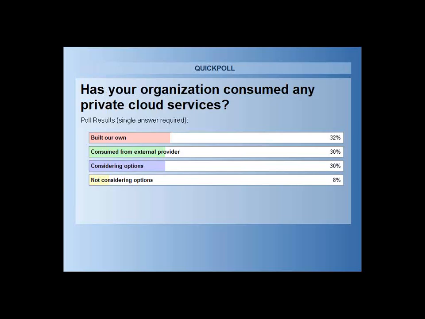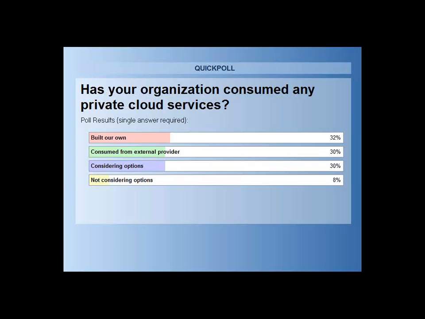Okay, so let's take a look at the results that we see in terms of our poll here. It almost looks like within build our own, about 30%, and it's pretty even all the way through. Consume from an external provider, about 30%, and considering the options, about 30%. So that would seem to come a little bit lower in some respects than your estimation, maybe by about 10%, but not that much. Right. But it looks like mostly everybody in the audience is definitely looking at the topic and where it's going.